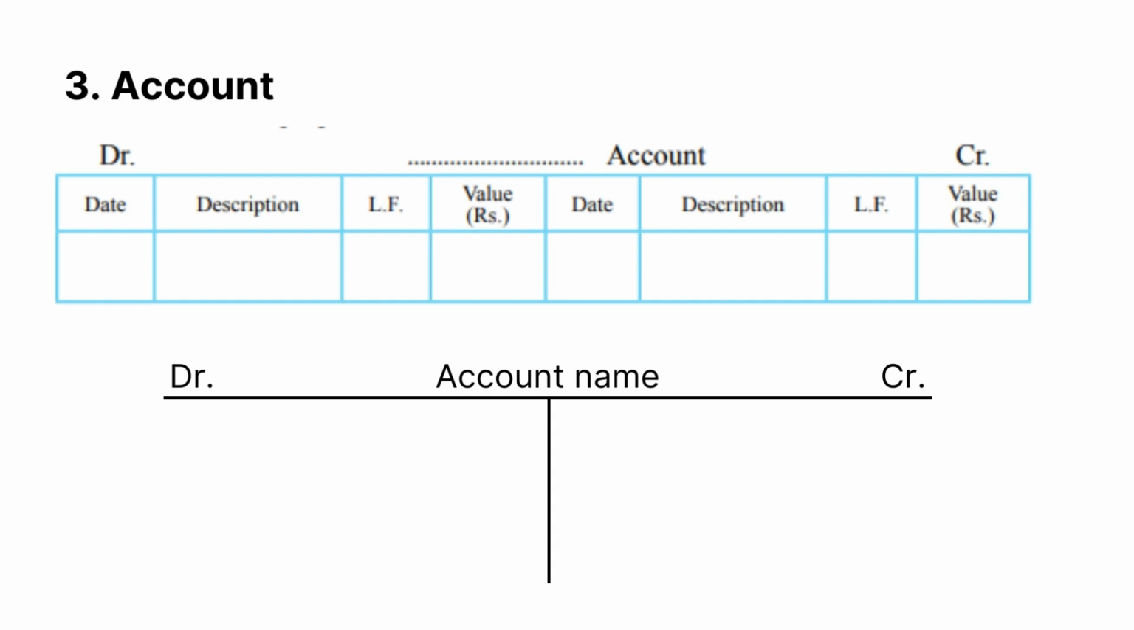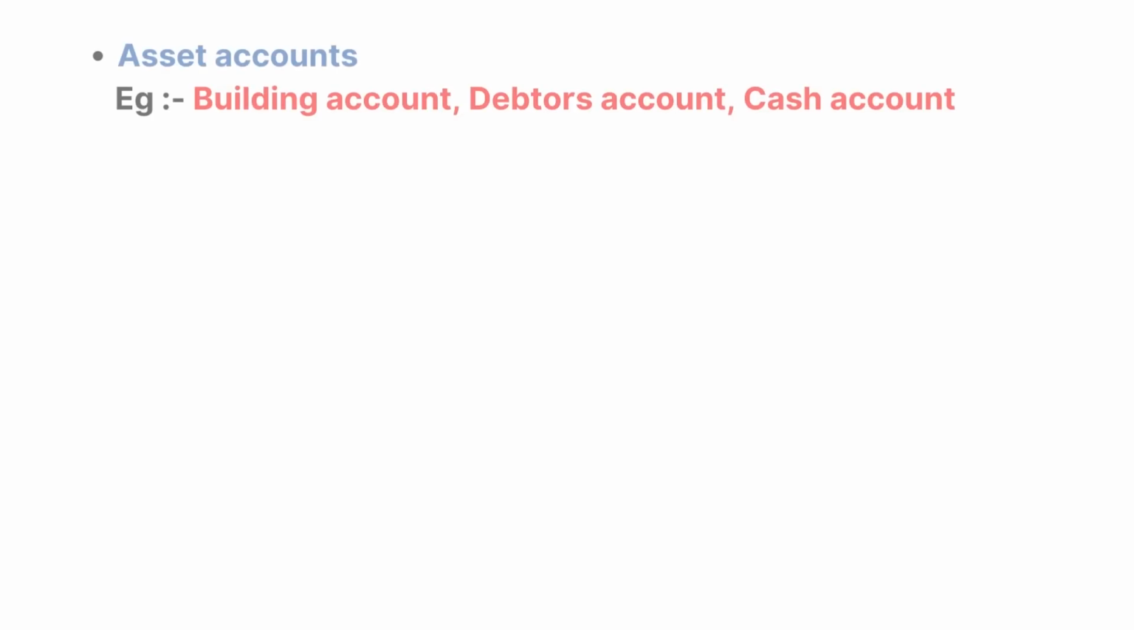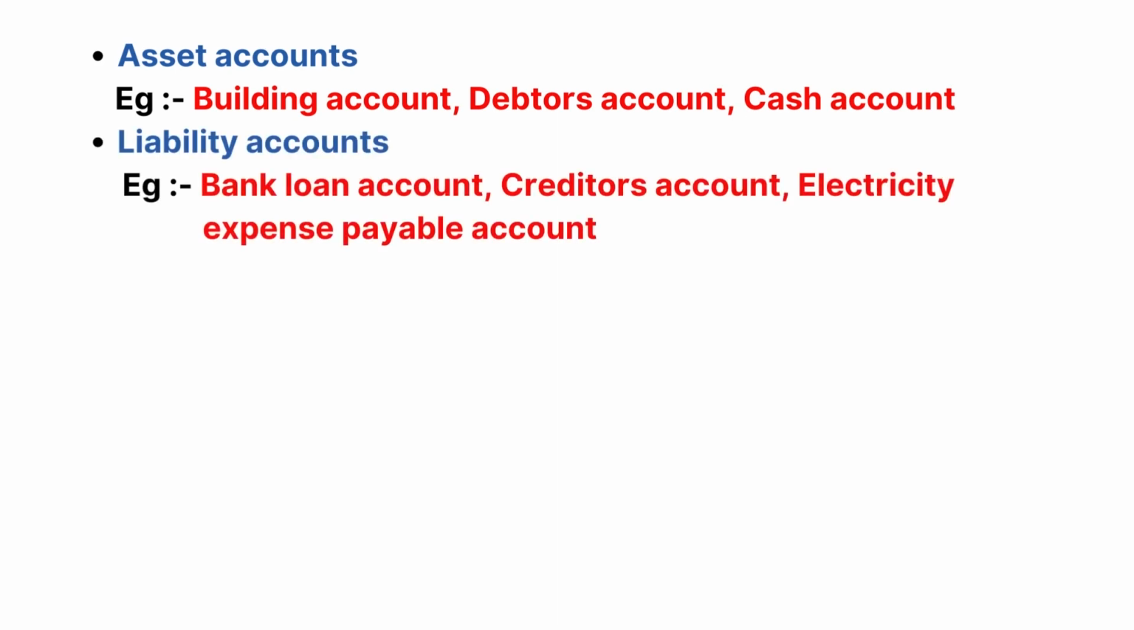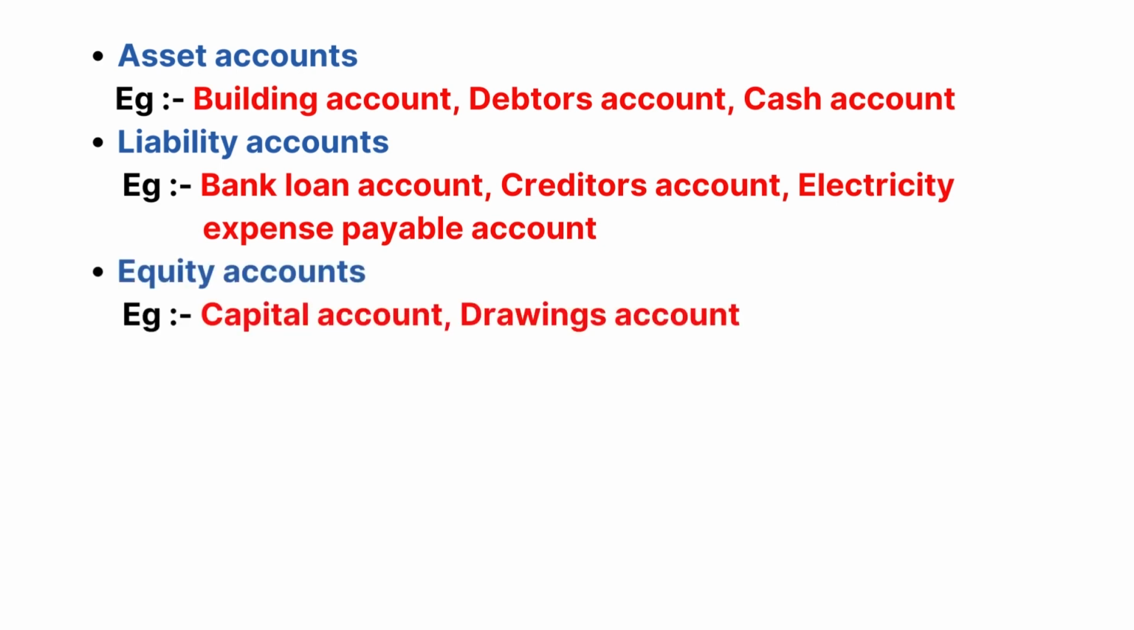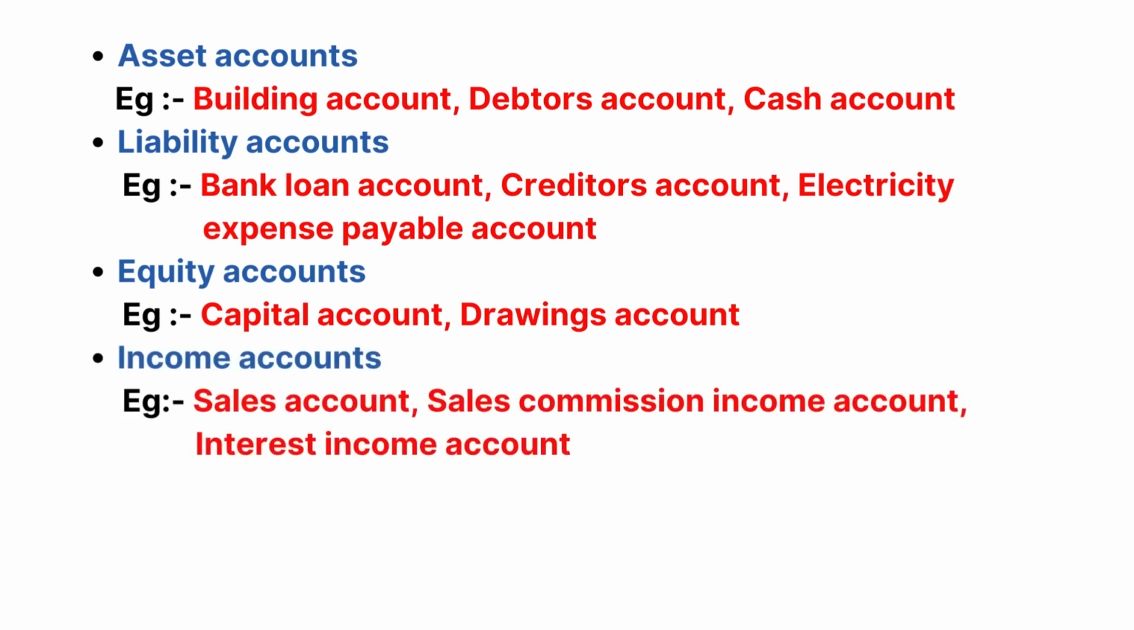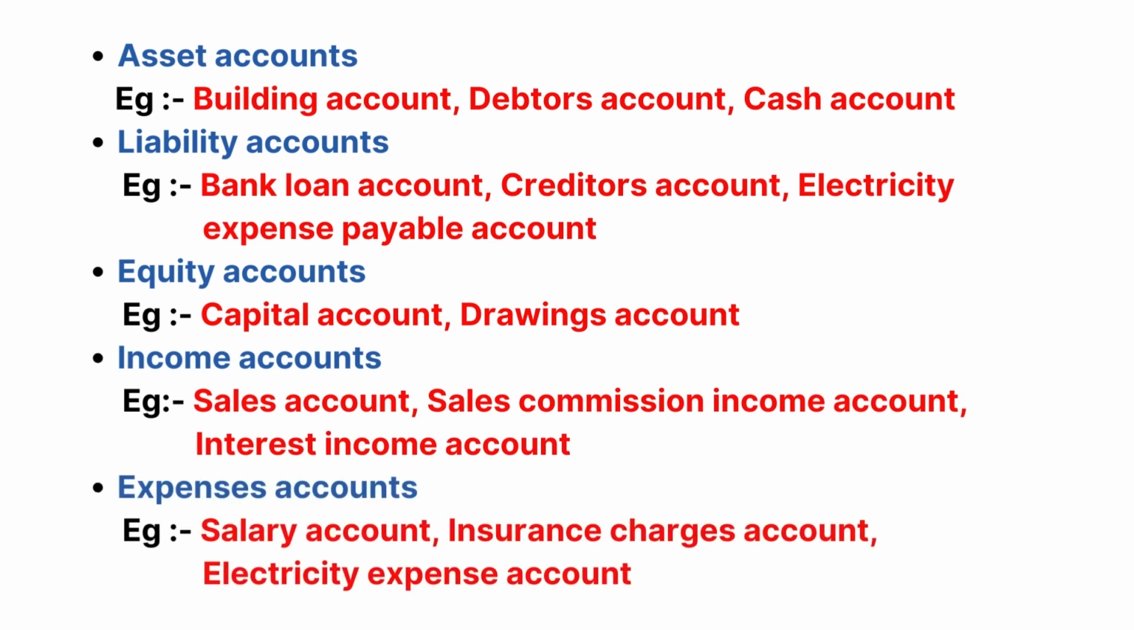Then we have 5 types of accounts. Assets account, liabilities account, equity account, income account, and expenses account. Examples of assets account are building account, debtors account, cash account. Examples of liabilities account are bank loan account, creditors account, electricity expense payable account. Examples of equity account are capital account, drawings account. Examples of income account are sales account, sales commission income account, interest income account. Examples of expenses account are salary account, insurance charges account, electricity expense account.